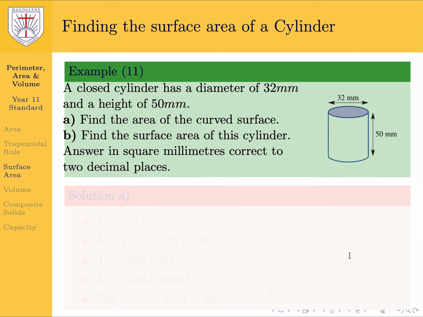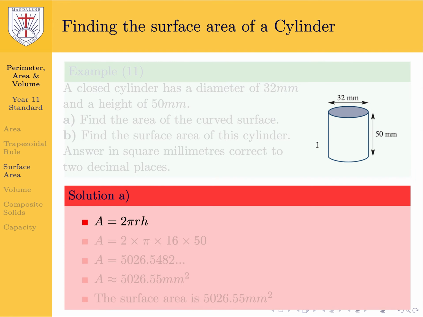So now we're going to apply that into an example. There's two parts to this example. A closed cylinder has a diameter of 32 millimeters and a height of 50 millimeters. For part A, we need to find the area of the curved surface. So remember, whenever we're told to find the area of the curved surface, it's like it's an open cylinder. Even though the question says closed, we act like it's open. And then for part B, we need to find the surface area of the cylinder. And we have to make sure we're answering in square millimeters correct to 2 decimal places.